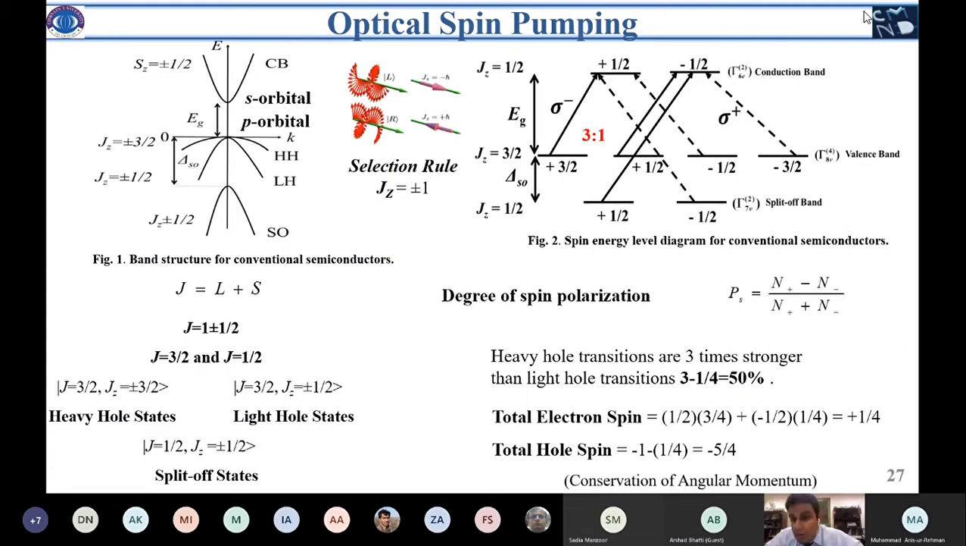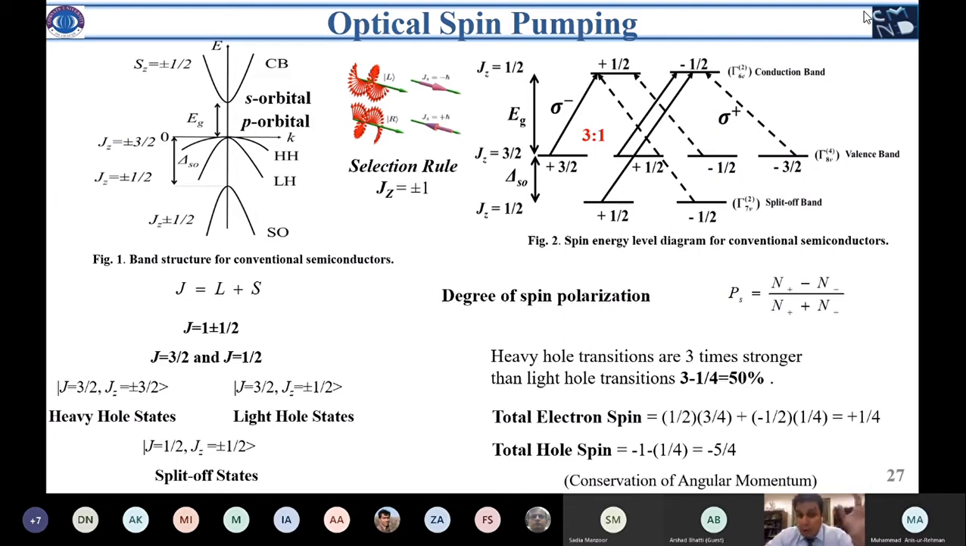Now, if we add the split-off states into this equation as well, if we increase the excitation energy, that is, if the excitation energy is now equal to Eg plus Δ_SO, then the split-off states will also play their part in the spin pumping. Now you can see that for the left circularly polarized light, the transition that is possible is from the plus 1/2 split-off state to the minus 1/2 state of the conduction band. So this actually is pumping the electrons into the other spin state, opposite to the state in which most of the spin polarization was present before. So this has the effect of reducing the spin polarization in this material.